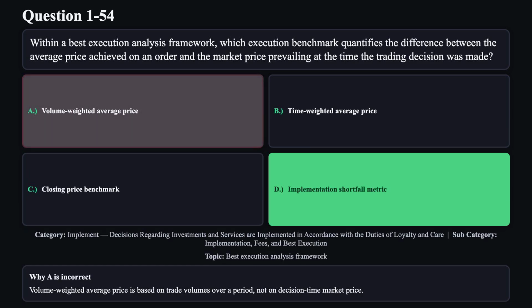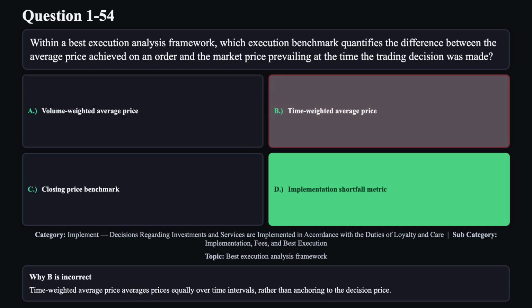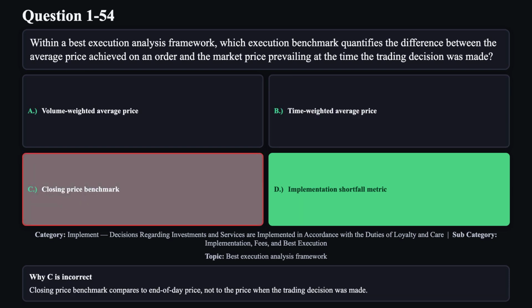Reason A is not correct. Volume-weighted average price is based on trade volumes over a period, not on decision time market price. Reason B is not correct. Time-weighted average price averages prices equally over time intervals, rather than anchoring to the decision price. Reason C is not correct. Closing price benchmark compares to end-of-day price, not to the price when the trading decision was made.